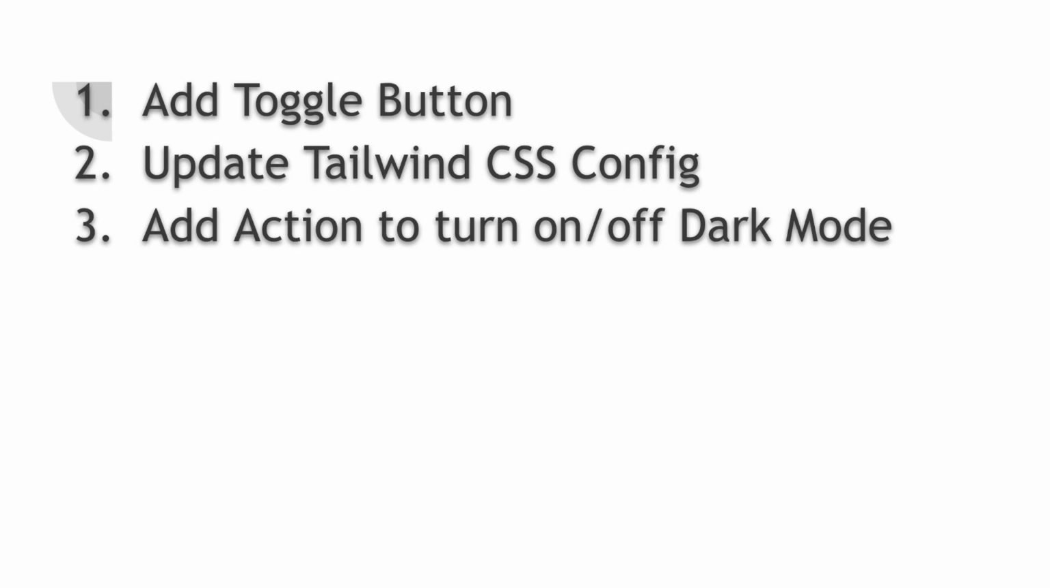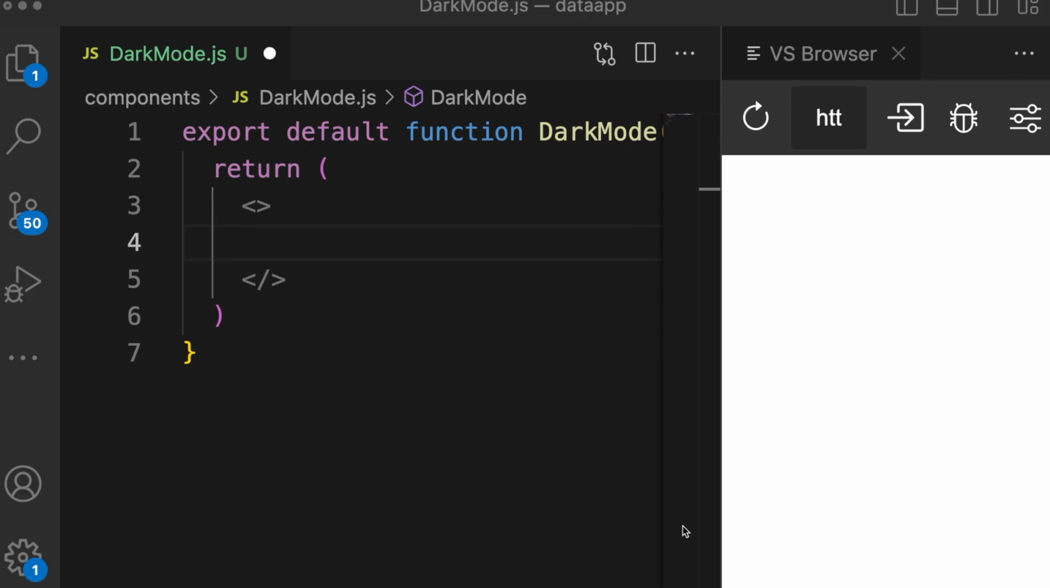And the last step is we need to create the action to the toggle button to turn on and off dark mode. So now we are going to start with first step and create the toggle button using Tailwind CSS. I already created dark mode component file, exported it, and now we will start adding div and Tailwind CSS classes.